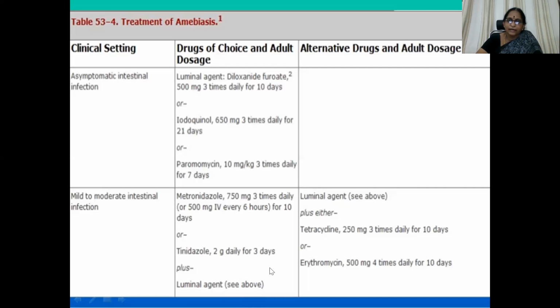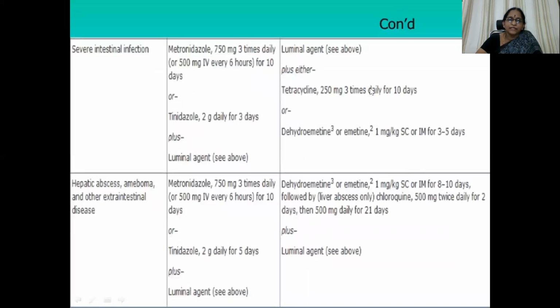Why are we adding a luminal agent in case of intestinal amoebiasis? To completely eradicate the cyst, so that there will not be transmission of infection from that patient to another person. Then alternate agents: luminal agent plus tetracyclines 250 mg TID for 10 days or erythromycin 500 mg 4 times daily for 10 days. Then severe intestinal infection, metronidazole 750 mg.